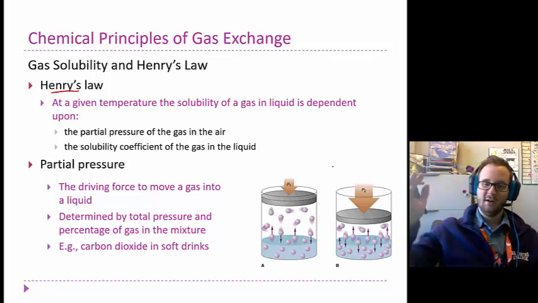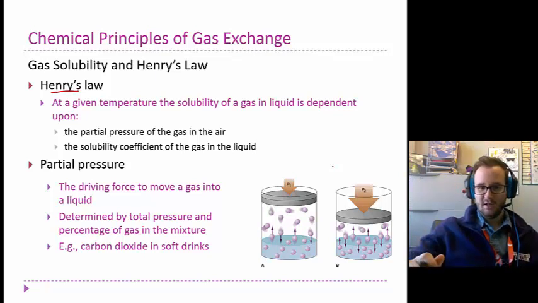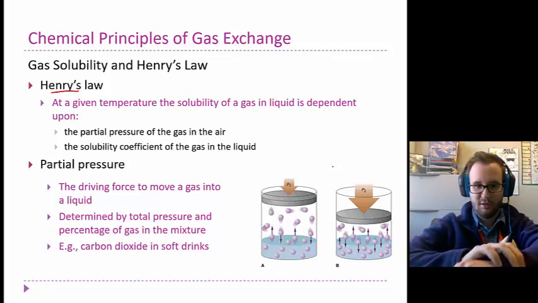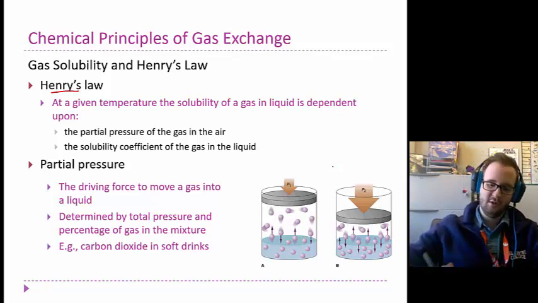And so as you go to higher and higher altitudes, the pressure drops. And so less oxygen is going to be soluble inside of your bloodstream, and less carbon dioxide will be soluble inside of your bloodstream, etc. And this also is important for diving.